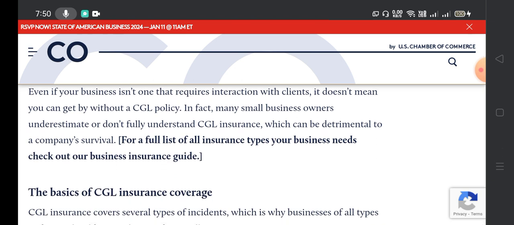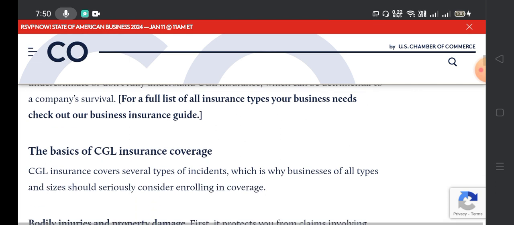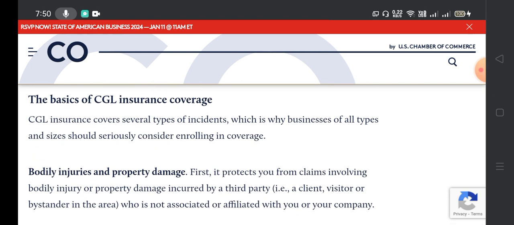So even if your business isn't one that requires interaction with clients, it doesn't mean you can get by without a CGL policy. In fact, many small business owners underestimate or don't fully understand CGL insurance, which can be detrimental to a company's survival. So, the basics of commercial general liability insurance coverage.